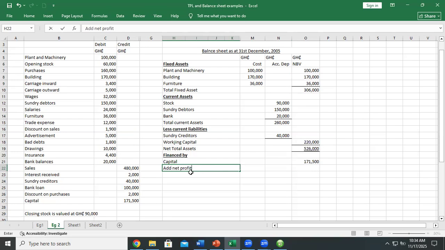Then again, we add the net profit or net loss. I think in this question too, we had a net profit, right? I think this is what you did for the assignment, if my memory serves me. Yes, Austin. So the net profit was 264,500. Okay. Then we less the drawings. There's drawings in this question, 10,000. So we do that adjustment to get the net capital or the closing capital.